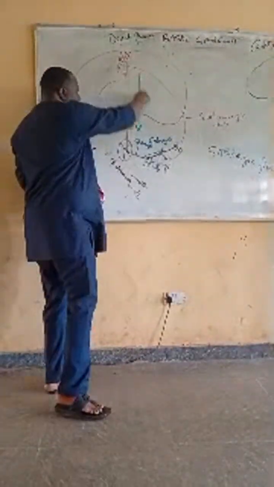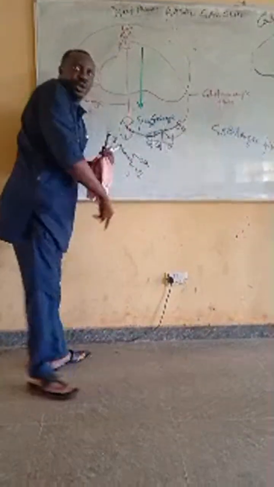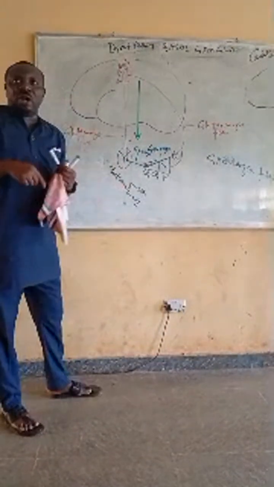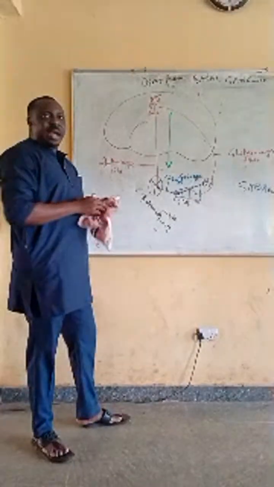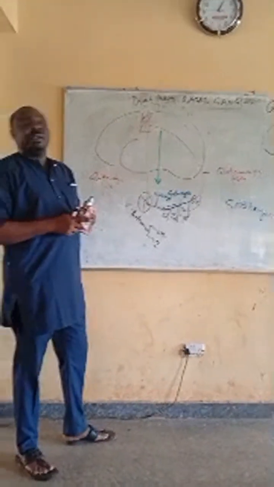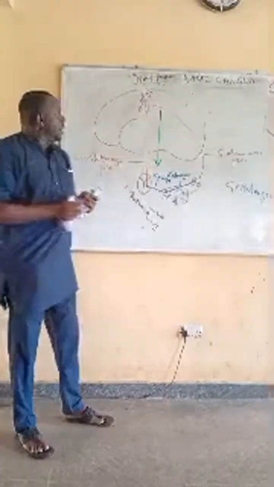This arrow represents the corticospinal tract. This arrow is going to the spinal cord. Do you understand? Do you get it? Yes, sir. You don't understand? I shall explain again.